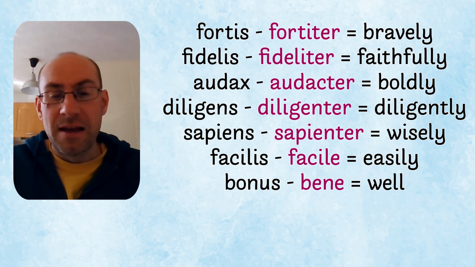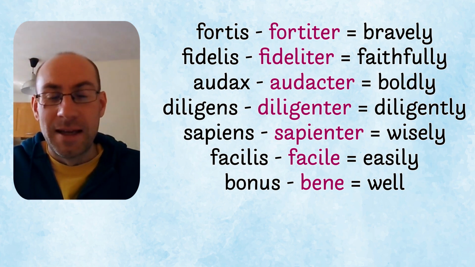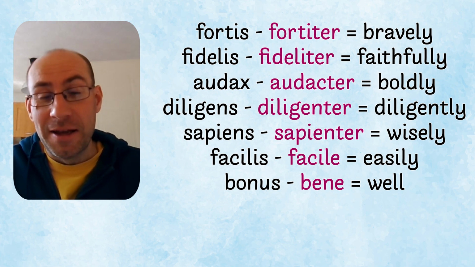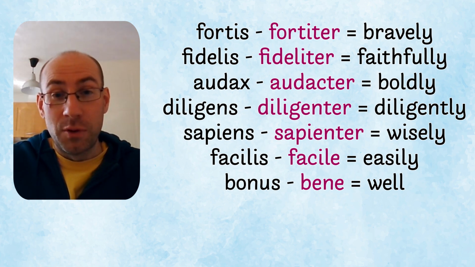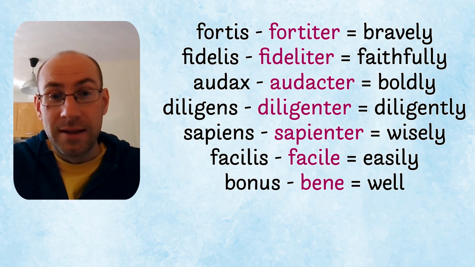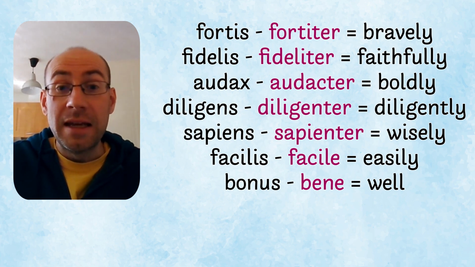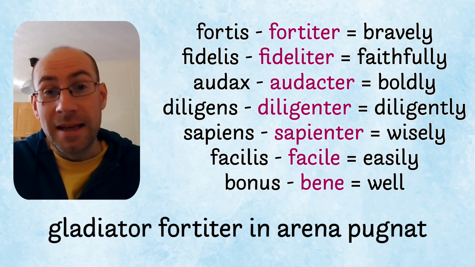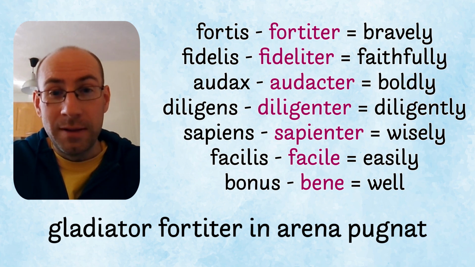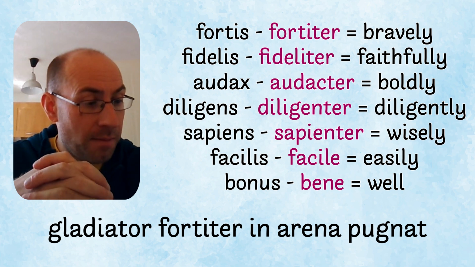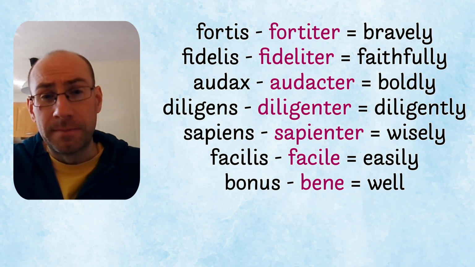How about the gladiator fights bravely in the arena? The gladiator fights bravely in the arena. What's the verb? From pugnare, pugno, pugnas, pugnat. Gladiator pugnat. In arena, gladiator fortiter, in arena pugnat. Gladiator in arena fortiter pugnat. All right, fortiter pugnat.